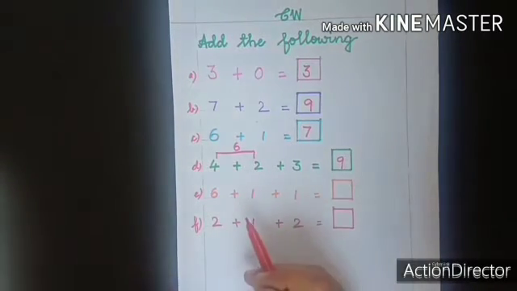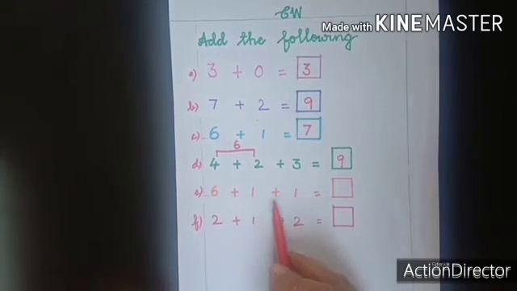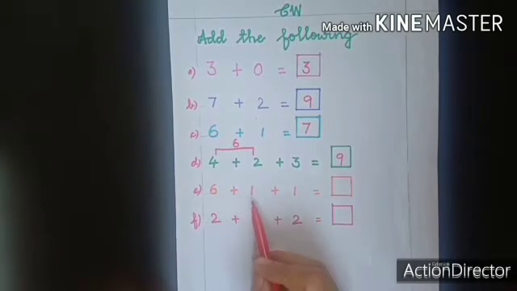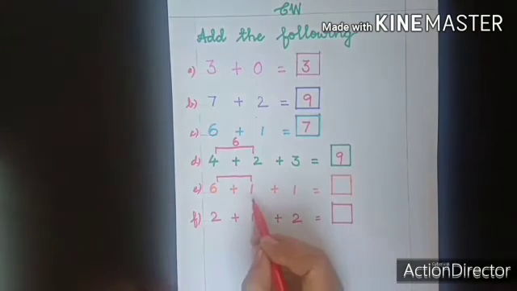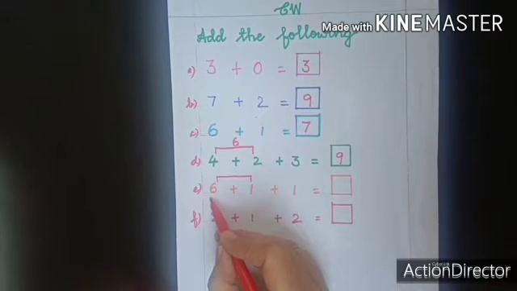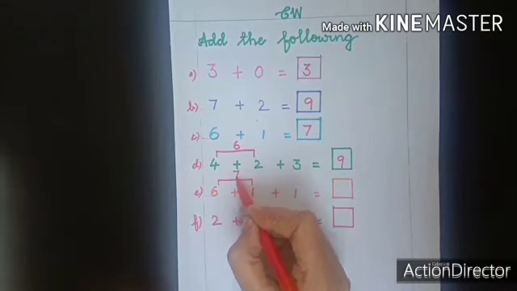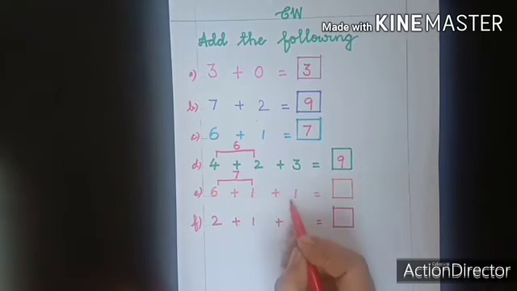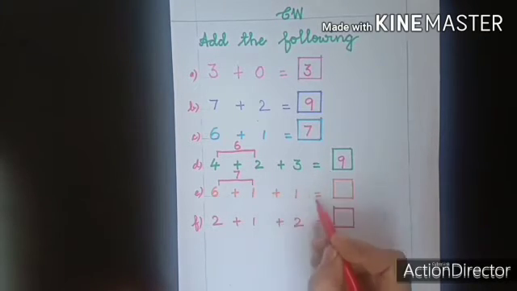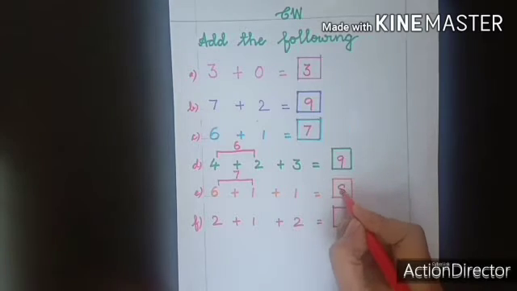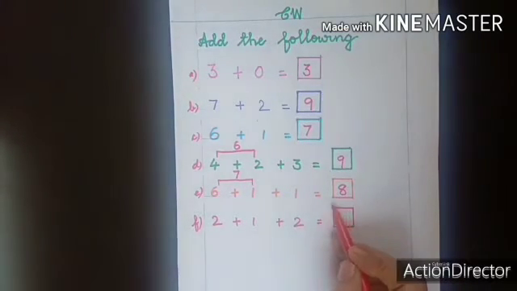Let's practice adding three numbers. Look at this example. 6 plus 1 plus 1. So add the first two numbers, that is 6 plus 1. When we add 1 to any number, we get the next number. 6 plus 1 is equal to 7. Now add the third number, that is 1. 7 plus 1 is equal to 8. So 6 plus 1 plus 1 is equal to 8.